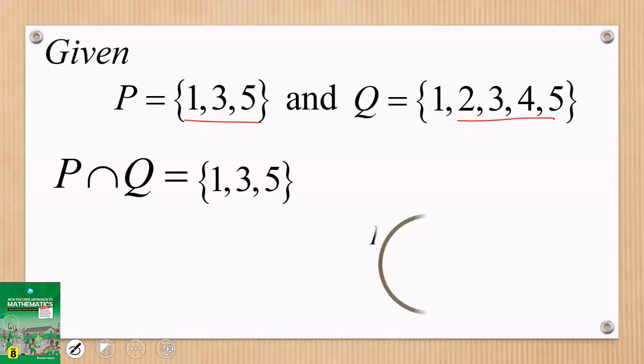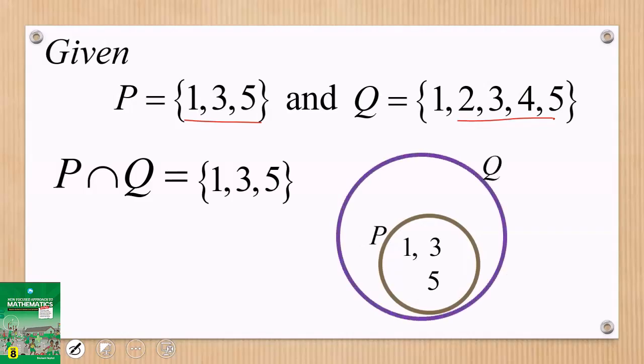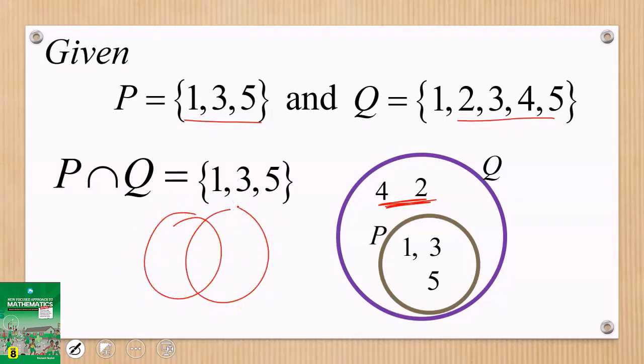Now, to represent this on the Venn diagram, here we have our P, with 1, 3, 5. Then we have our Q, which is 1, 2, 3, 4, 5. Because 1, 3, 5 is the intersection, the leftover elements for Q become 2 and 4. Here I didn't draw the two circles overlapping; I made one inside the other because P is a subset of Q, and so the intersection will be within the set.